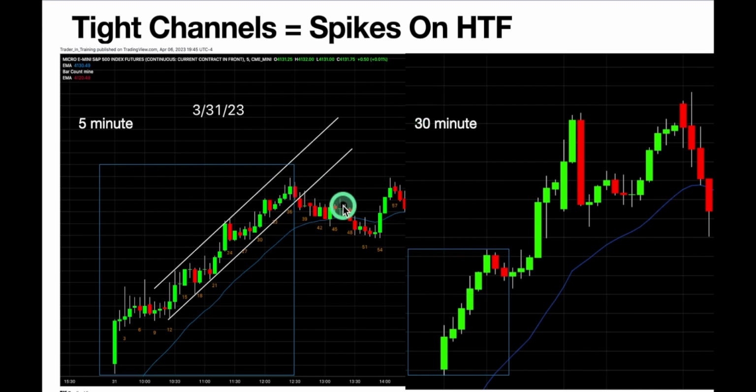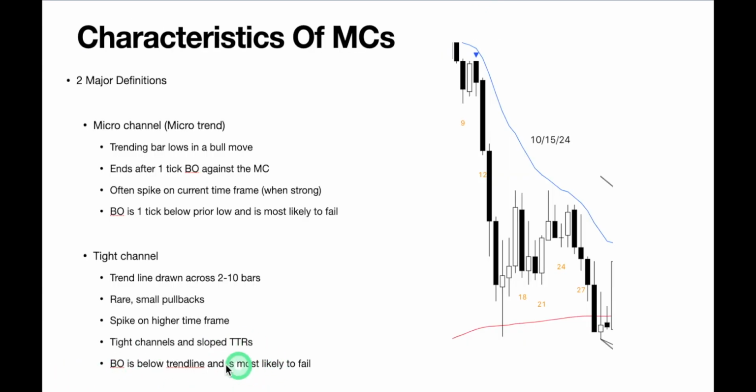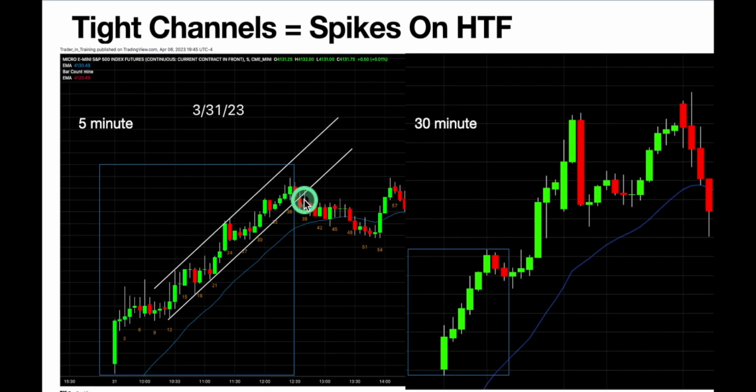So that has to be the expectation when you see a tight channel on the current time frame, that it's probably a spike on a higher time frame, and the expectation should be more in that direction. And like I mentioned here, the breakout below the trend line is likely to fail when you have a tight channel because it's a spike on a higher time frame. This break below is likely to fail, become a trading range, and then continue in the direction of the trend. This is important because when we see a tight channel on the 5-minute chart and it's a micro channel on the 30-minute chart, it means that we know the dynamics of the micro channel are that the first breakout below the prior bar will fail.